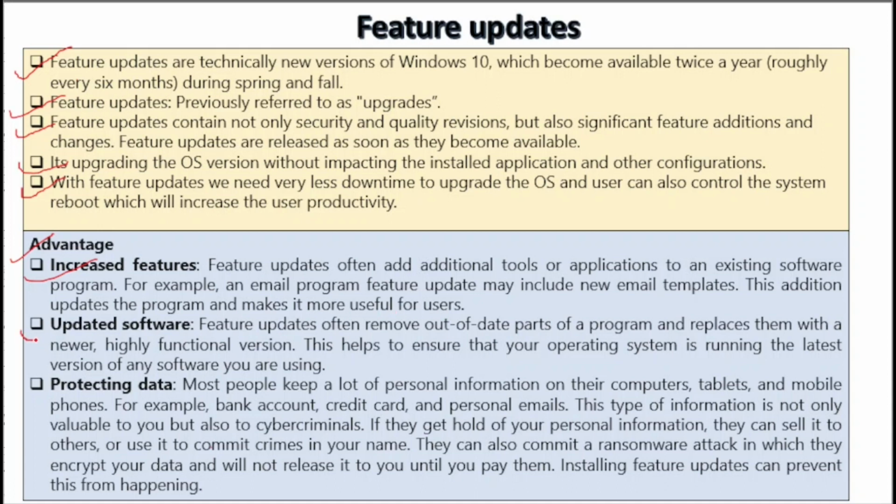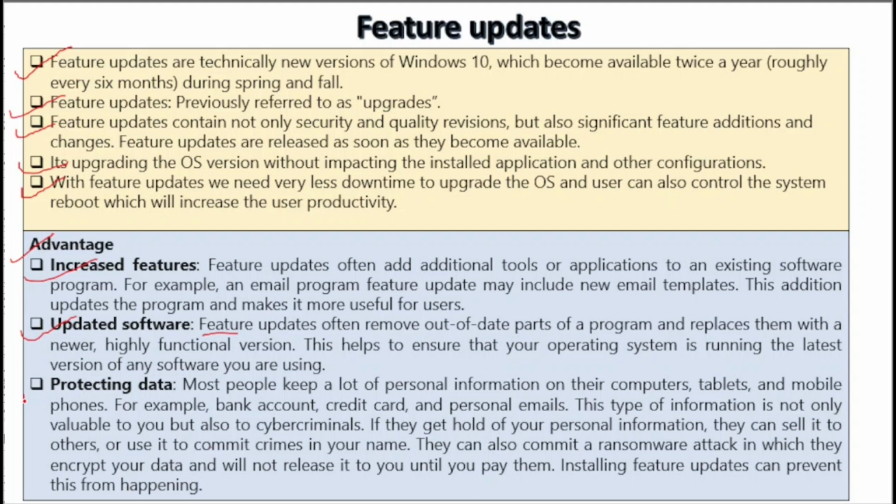Feature upgrades provide updated software. Feature updates often remove out-of-date parts of the program and replace them with a newer, more functional version. This helps to ensure that your operating system is running the latest version of any software you are using.